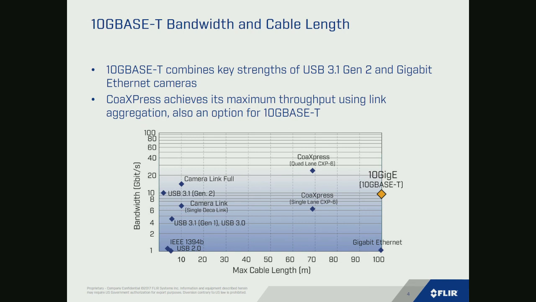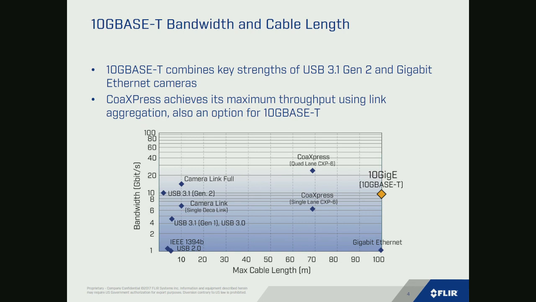So just to give you a quick comparison as to where 10 Gigabit Ethernet sits relative to some of the other common machine vision interfaces in terms of cable length and bandwidth. At 10 GigE, the maximum spec is 100 meters over a Cat6a copper cable. That combination of long maximum cable length with high bandwidth is equal to the next-gen USB 3.1 Gen 2, which has a one meter maximum cable length.